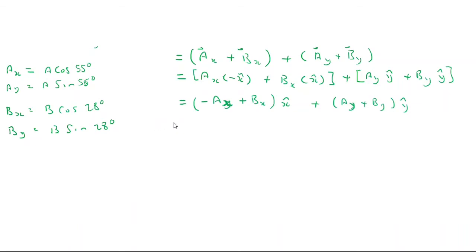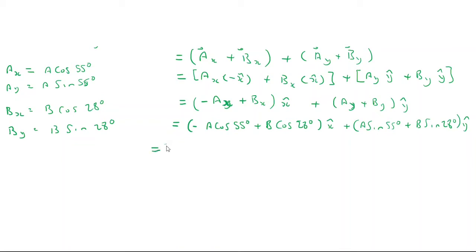So what I'm going to do is say this is going to be equal to an x, and then where I see Ax, I'm going to put A cos of 55 degrees. Where I see Bx, I'm going to put B cos of 28 degrees. Close the bracket. This is going to be the x direction. Then this is going to be A sine of 55 degrees, and then plus B sine of 28 degrees. All of this is going to be in the y direction. Okay, all right, so that's fine.